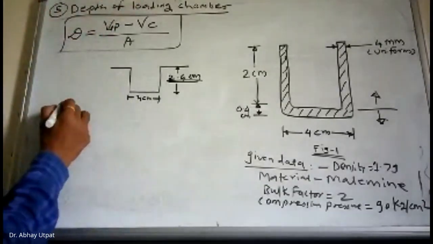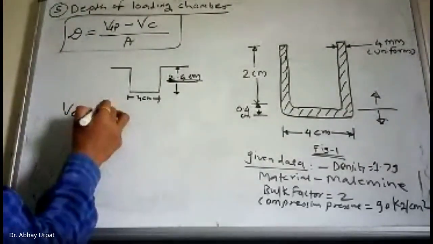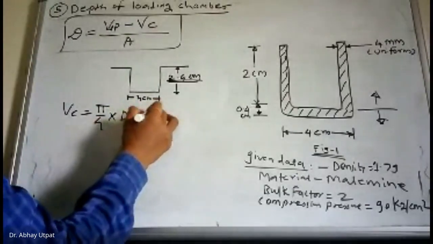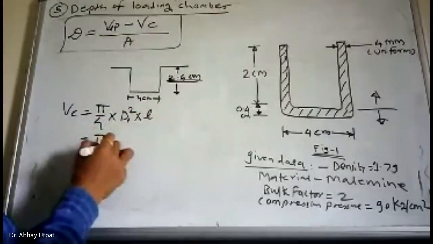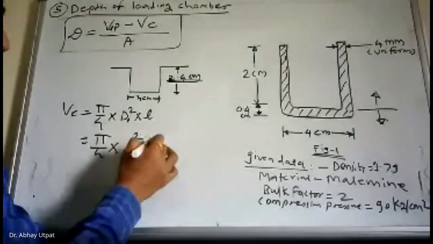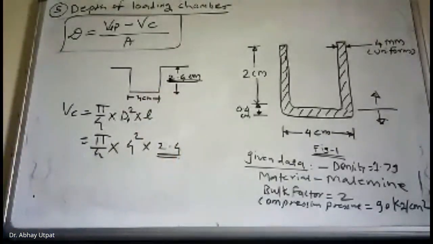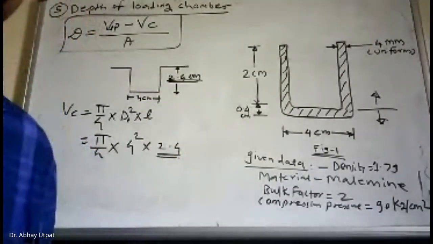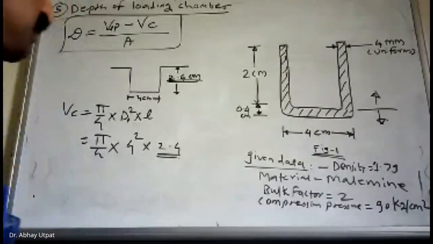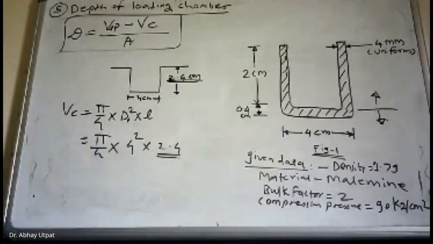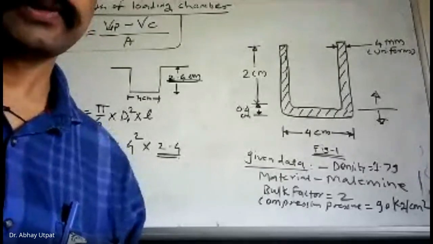Volume of chamber, that is cavity, VC, is equal to pi by 4 into D1 square into L. That is pi by 4 into D is 4 square into 2.4. Tell me the value now. Put in chat box, Nagne. Put this value in chat box. Pi by 4 into 4 square into 2.4. What is the value?